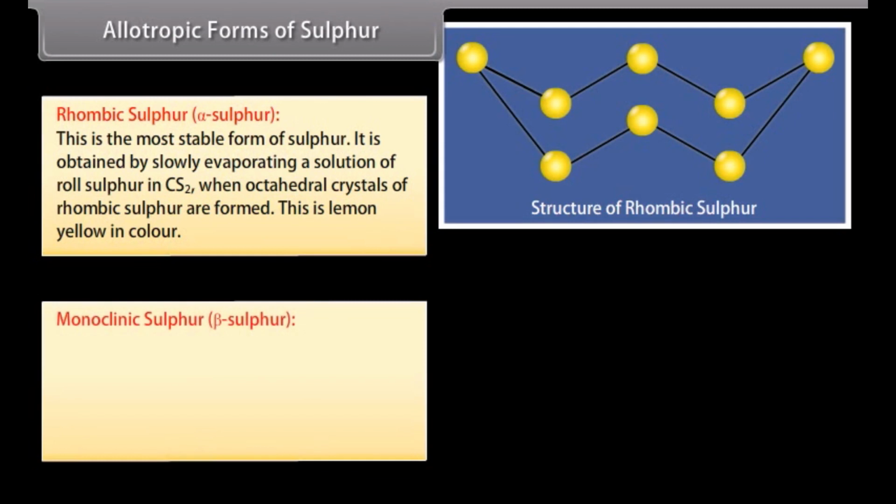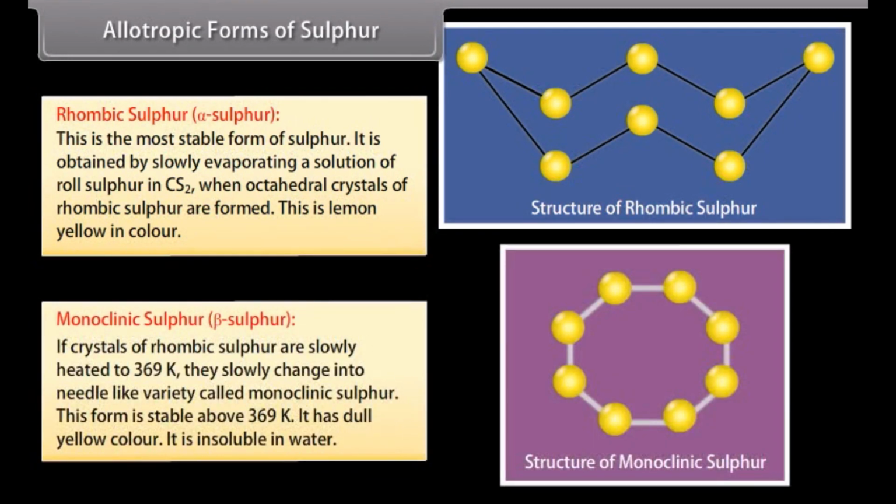Monoclinic sulphur. If crystals of rhombic sulphur are slowly heated to 369 Kelvin, they slowly change into a needle-like variety called monoclinic sulphur. This form is stable above 369 Kelvin. It has dull yellow color. It is insoluble in water. At 369 Kelvin, both rhombic sulphur and monoclinic sulphur coexist, and this temperature is called the transition temperature.